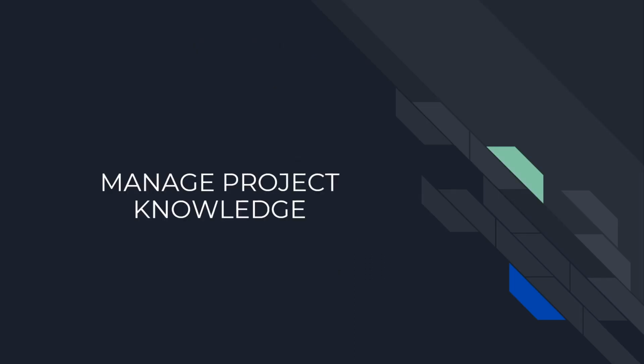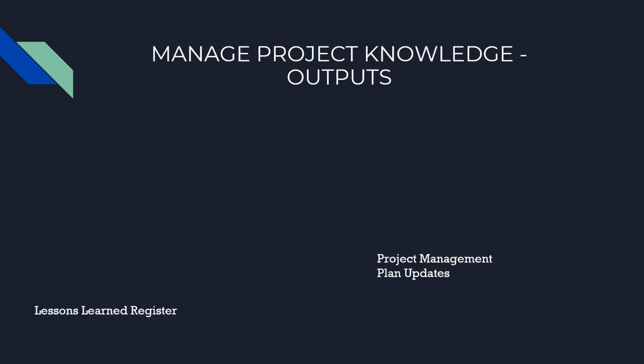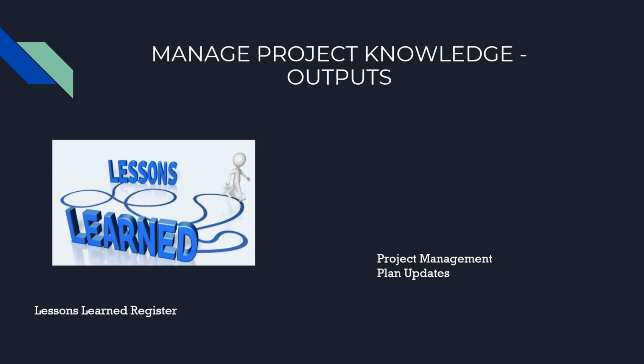Another process in the executing process group is manage project knowledge. Keywords of manage project knowledge are using existing lessons learned from previous projects and creating new lessons learned, creating new knowledge. Key outputs of manage project knowledge are the lessons learned register and the updates of the project management plan.